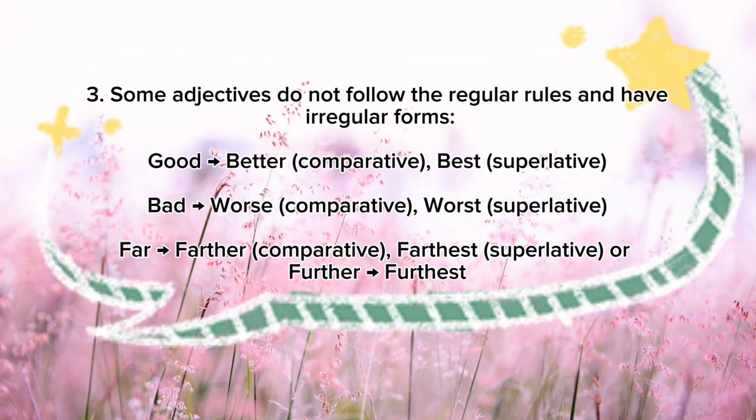3. Some adjectives do not follow the regular rules and have irregular forms. Good, better (comparative), best (superlative); bad, worse (comparative), worst (superlative); far, farther (comparative), farthest (superlative), or further, furthest.